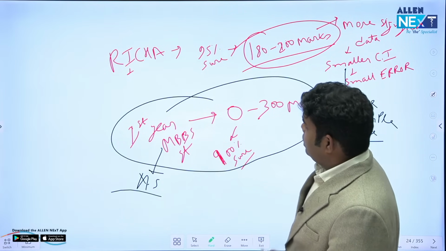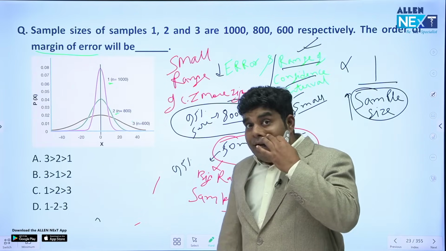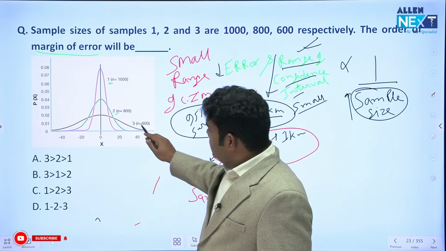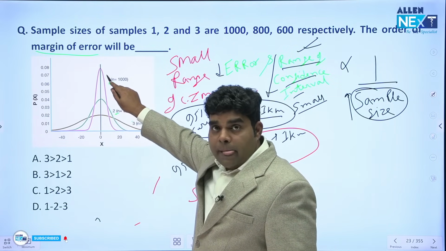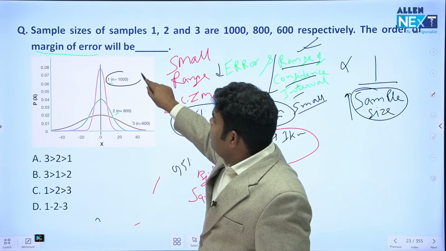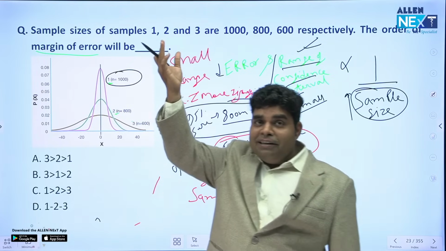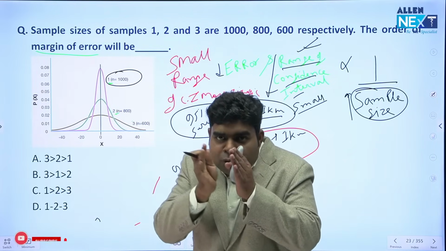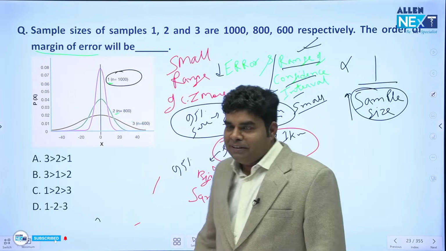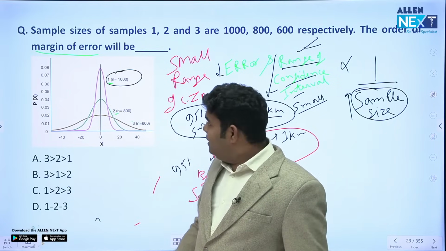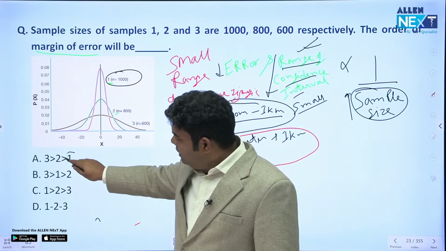Now let's come back to the question. You can see here that in this pink curve, sample size is maximum, 1000. And if the sample size is this big, then the data becomes accurate and to the point. So which will have the least mistake? The least mistake will be curve 1.